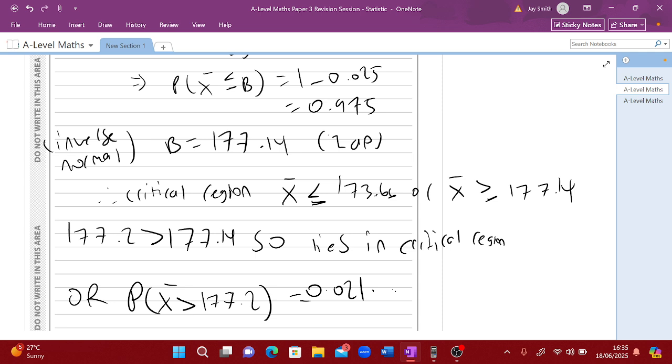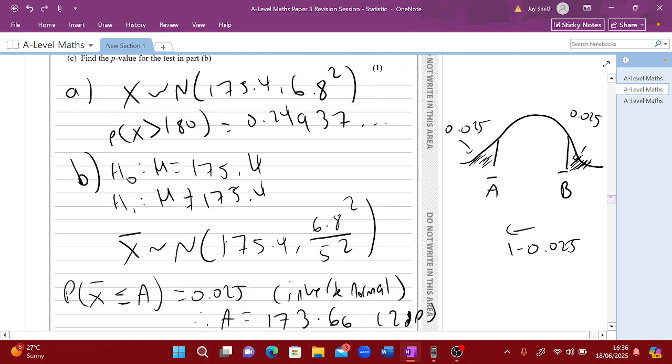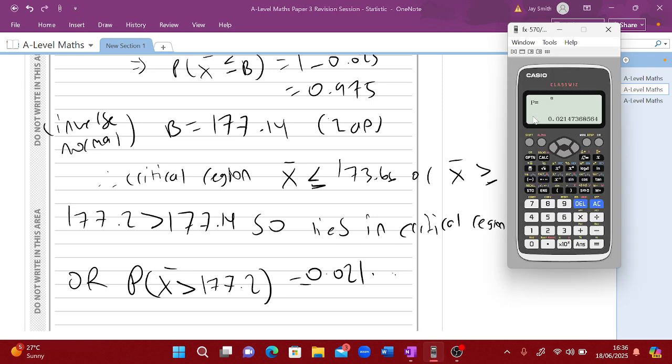So what's going on here? But they get 0.028. So what have we done here? I've definitely copied something down wrong, for sure. Let me have a look. So that's the distribution you work with: 175.4, 6.8 squared over 52. And then you want the probability of x bar being greater than 177.2. They get 0.028. What am I putting in wrong? Let me compute this again. So the sig.